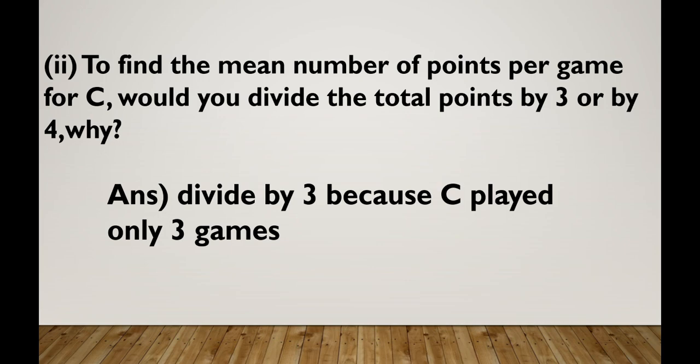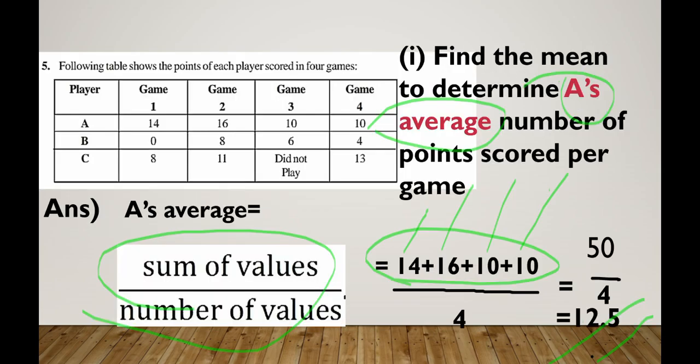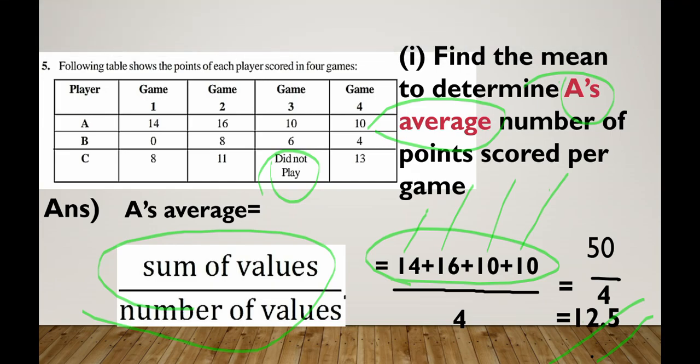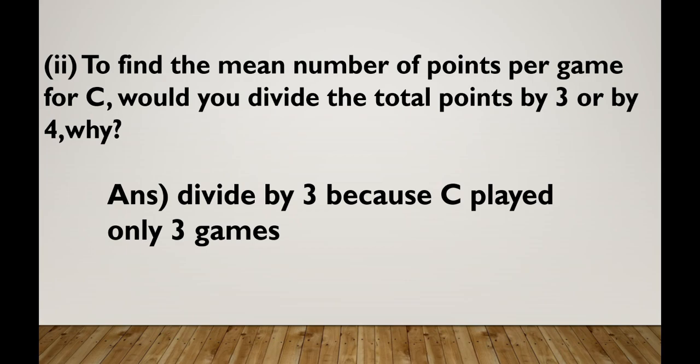To find the mean number of points per game for C, would you divide the total points by 3 or by 4? Since C played only 3 games, you can see 3 games only C played, because in game 3 he did not play. You can see in the table, right? So he didn't play that game. So divide by 3 because C played only 3 games. That is the second question.